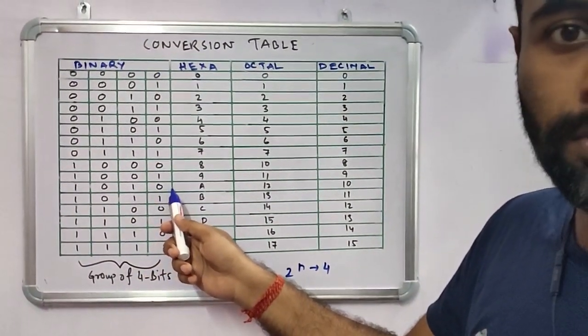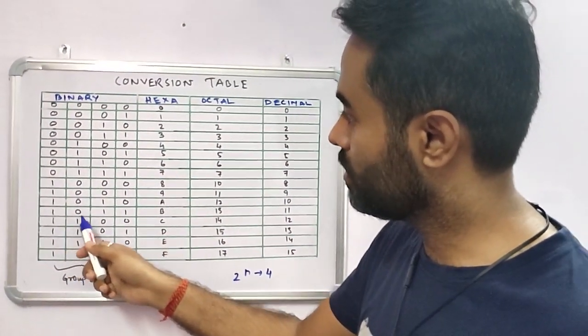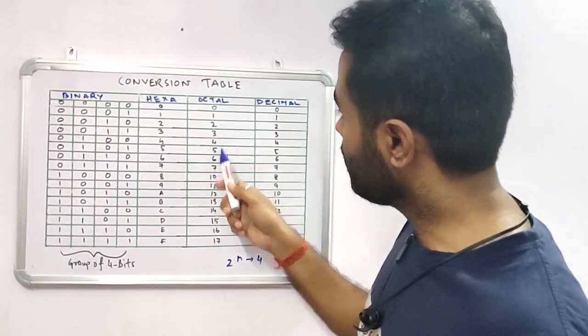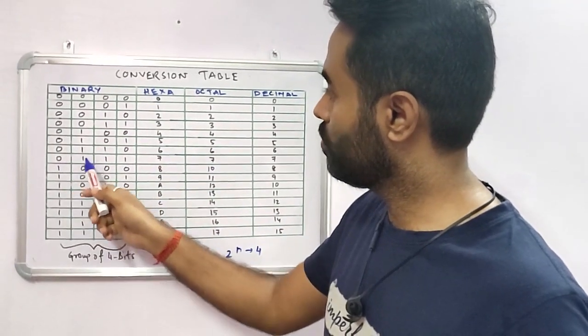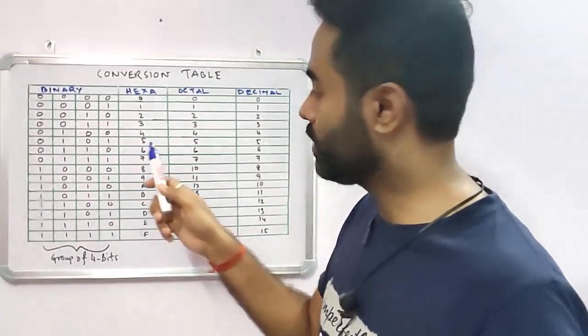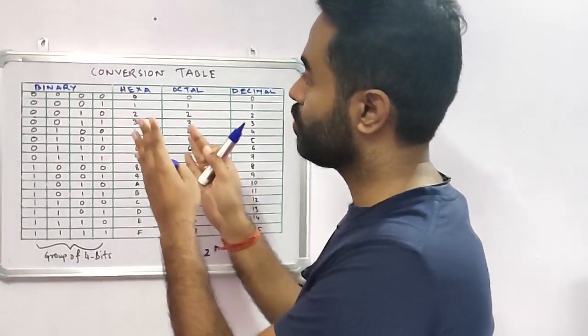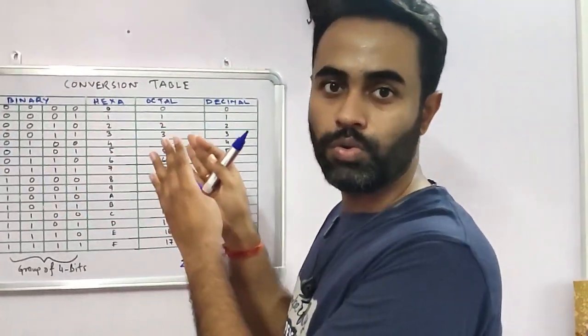Now, for example, the hexa equivalent of capital A is 1010 of binary. The hexa equivalent of capital B is 1011 of binary. Similarly, the binary equivalent of octal 7 is 0111. So that is how the conversion table is used to convert hexa to binary, octal to binary, or binary to hexa and binary to octal.